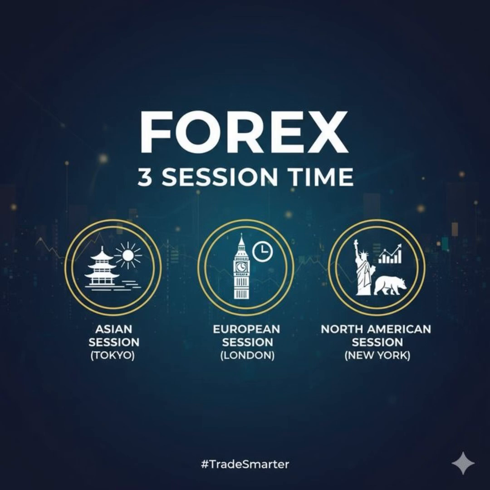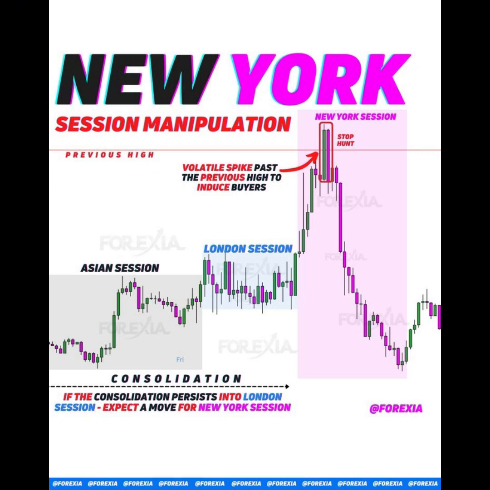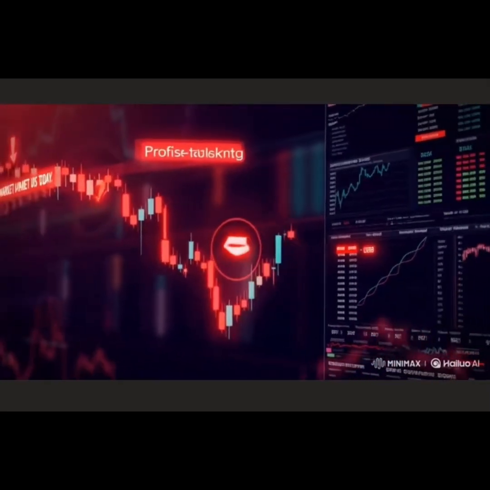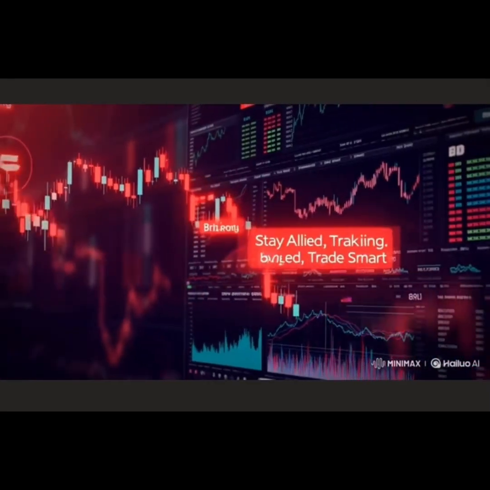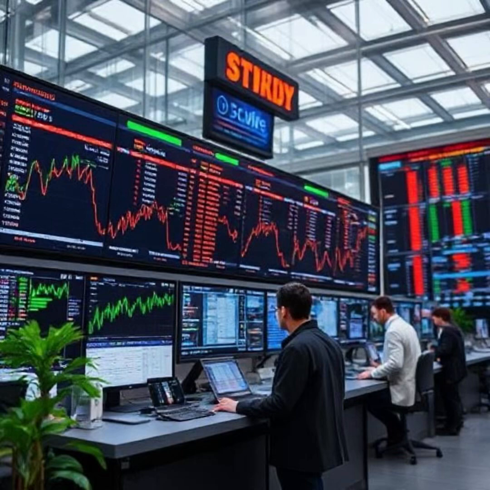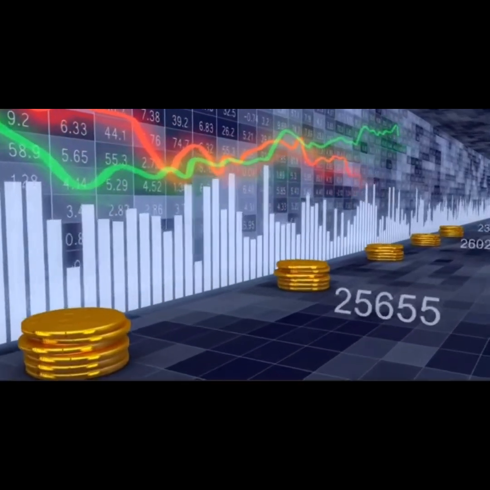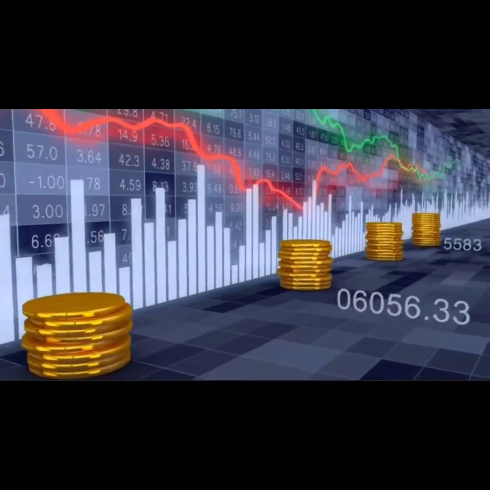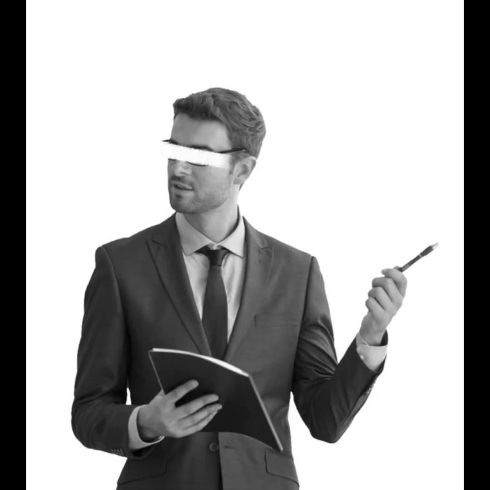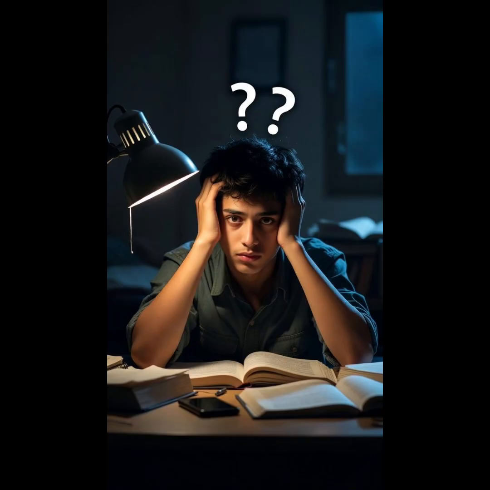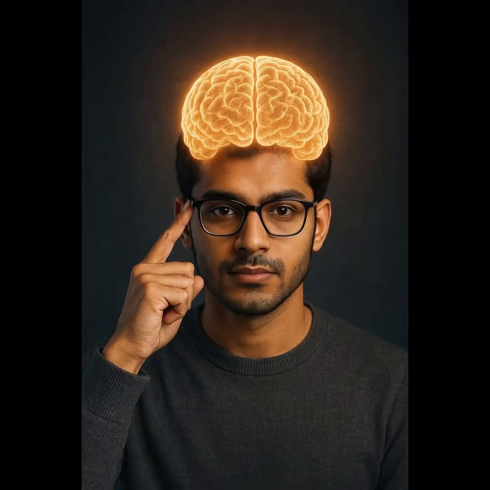Let's continue our example. For example, London pushes Euro above the Asian high at 1.1010 and then reverses downward. When New York becomes active, it could continue the downward move, or New York could come and completely reverse the move. The important thing is that we don't assume what New York must do. We observe the market and wait for confirmation.